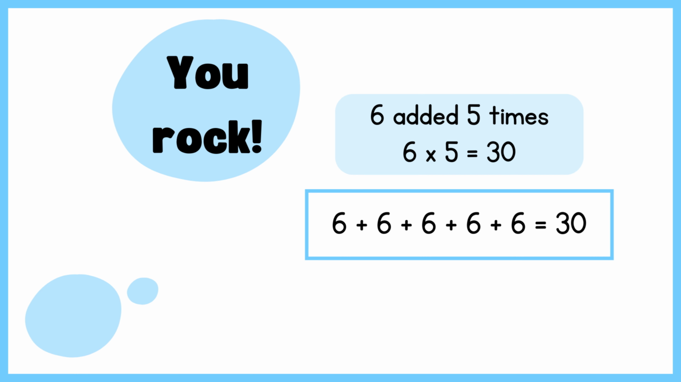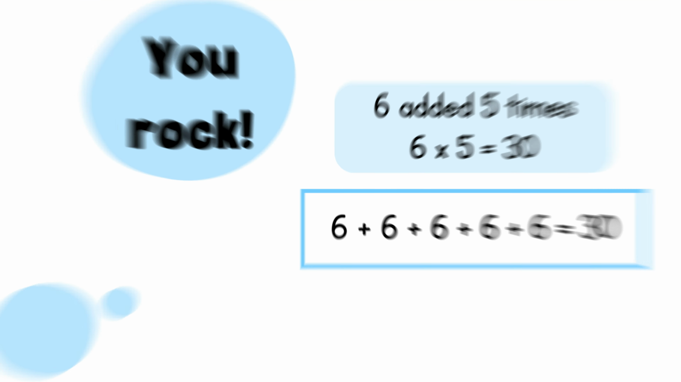You rock! 6 added 5 times equals to 6 times 5 equals 30. You can see here there is 5 6's, and 6 times 5, or 6 plus 6 plus 6 plus 6 plus 6, equals to 30.